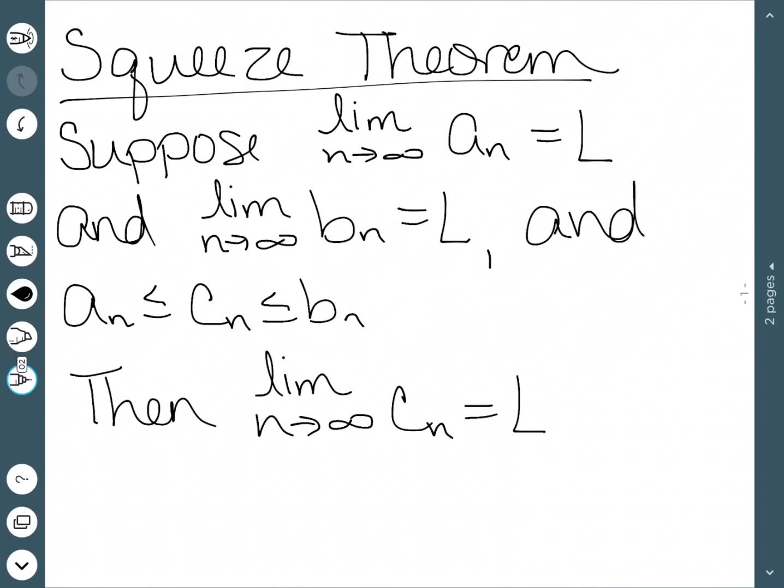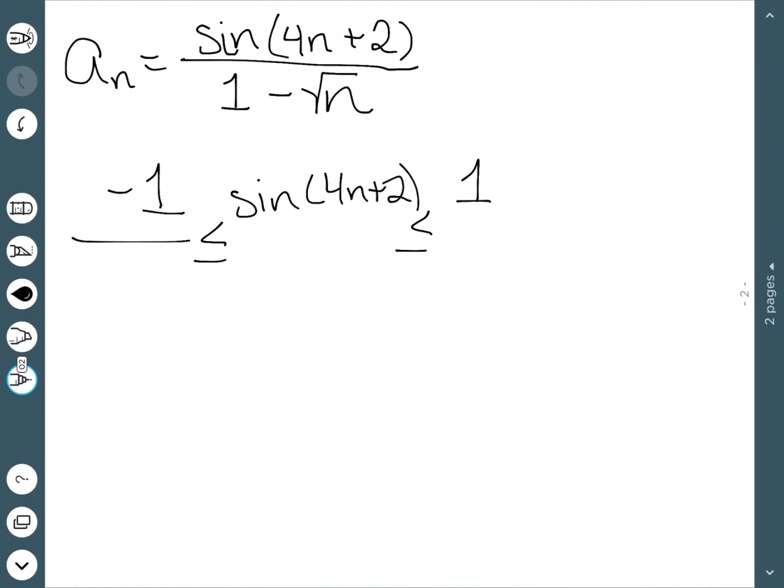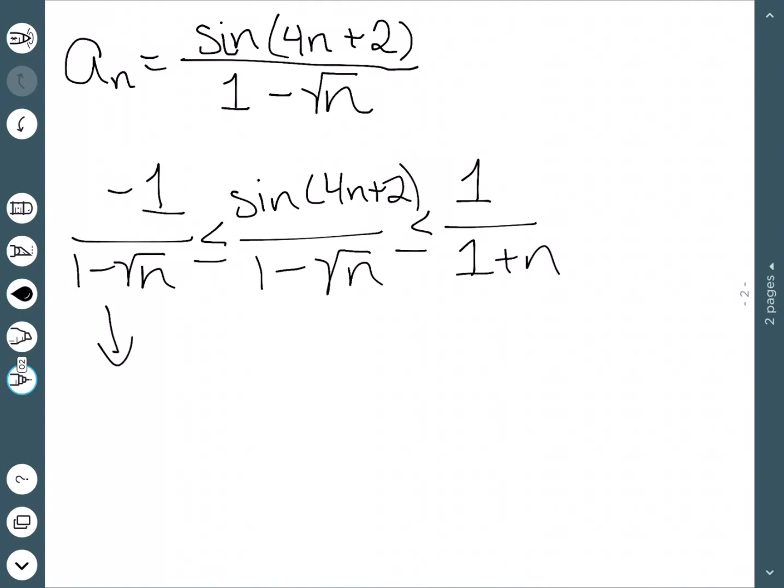Let's look at a few examples. My first sequence, sine of 4n plus 2 divided by 1 minus the square root of n. Well, one of the things that we know about sine is that it's always trapped between -1 and 1. And sine will always be between these two values. So then I'm going to divide all the way through by 1 minus the square root of n. The limit of the left-hand side is going to tend towards 0. And the limit of the right-hand side is also going to tend towards 0. So the limit of the middle is going to be 0.